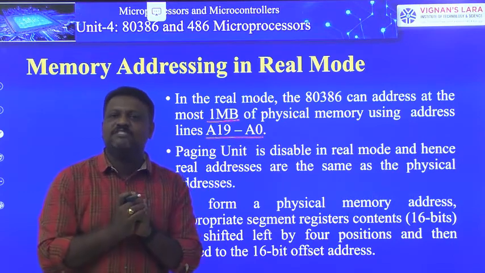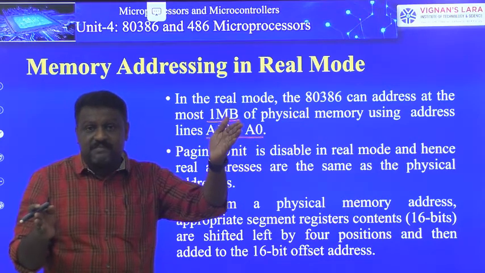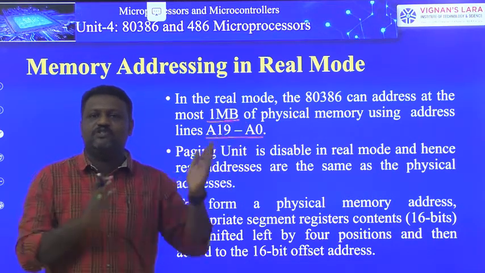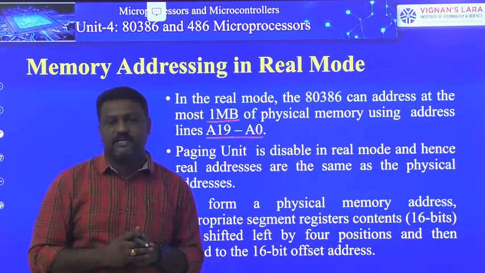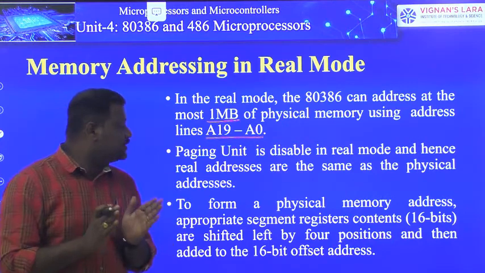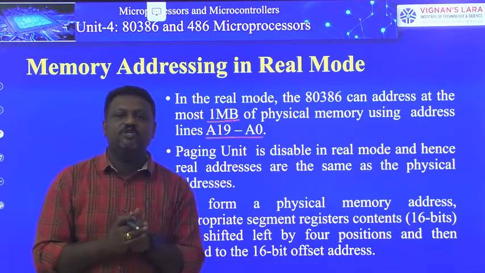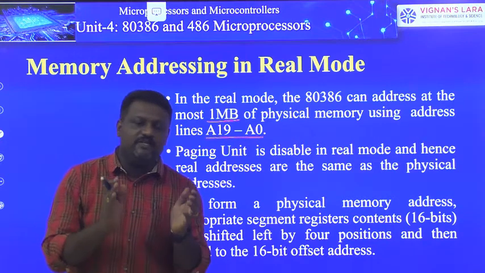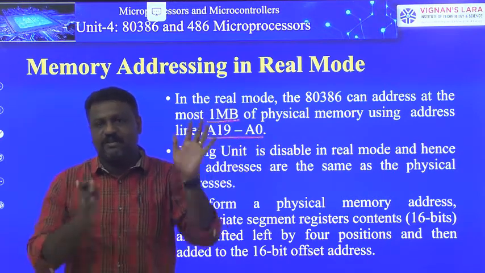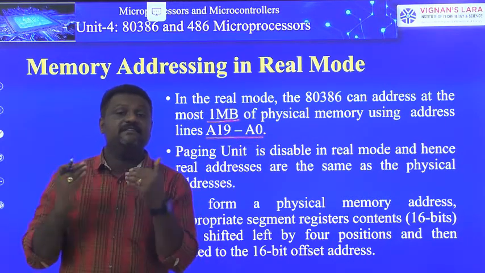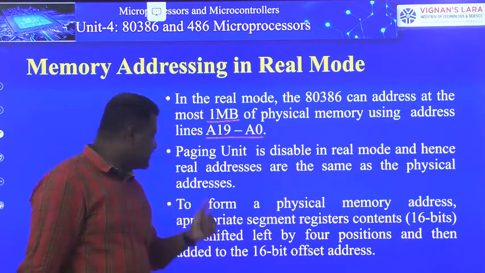Once the paging unit is disabled, there is no conversion of a real address into a linear address. Sorry guys, what the paging unit does is convert a linear address into a physical address, when the paging unit exists. Here the paging unit does not exist, so the linear addresses or real addresses generated by the processor are straight away considered as physical addresses, because the paging unit is disabled. That's the meaning of this.